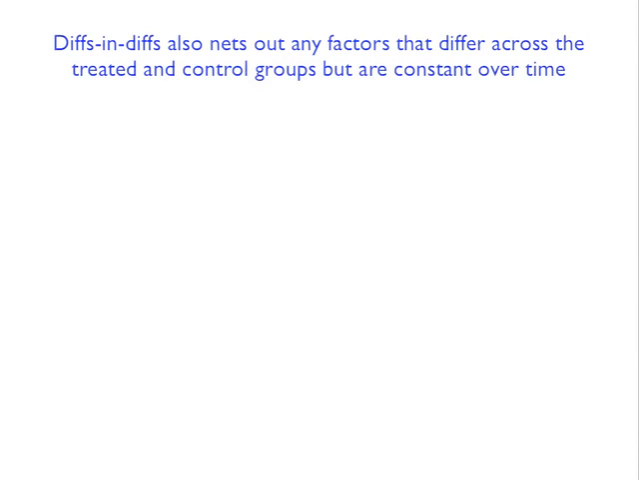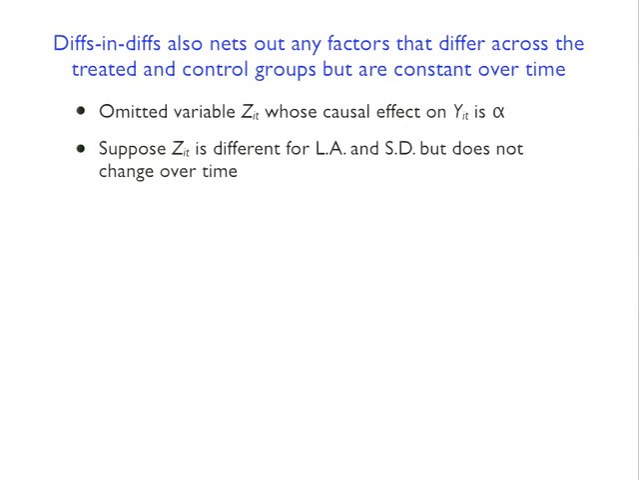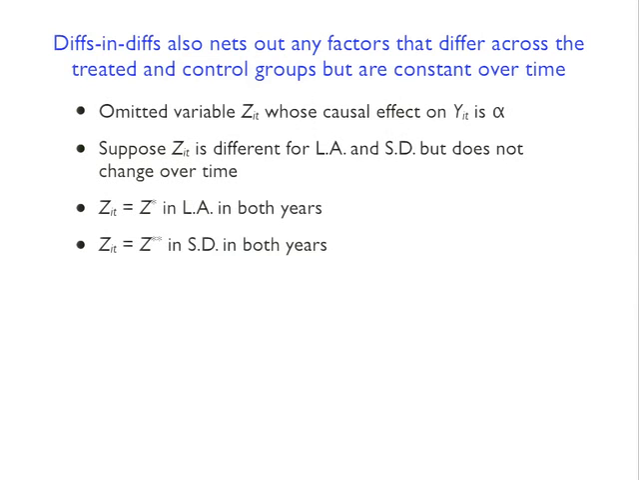So let's now switch the story here and think about a potentially different type of omitted variable bias. Let's suppose there's some omitted variable Zit whose causal effect on Yit is again alpha. But let's further suppose now that Zit is different for Los Angeles and for San Diego, but that it doesn't change over time. So basically Zit is equal to Z star in Los Angeles in both years, and Zit is equal to Z star star in San Diego for both years.